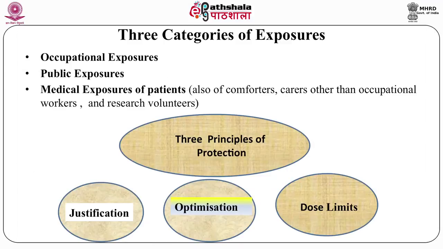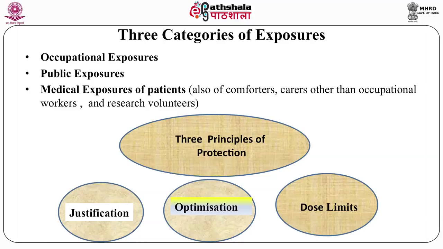Now, you can divide radiation exposure into three categories. One is the occupational exposure. That means this is the radiation exposure received by the professionals engaged in radiation activities, for example, a radiologist, a radiographer, a radiation oncologist, or workers in a nuclear reactor. So whatever radiation they receive as part of their profession is called occupational exposure.